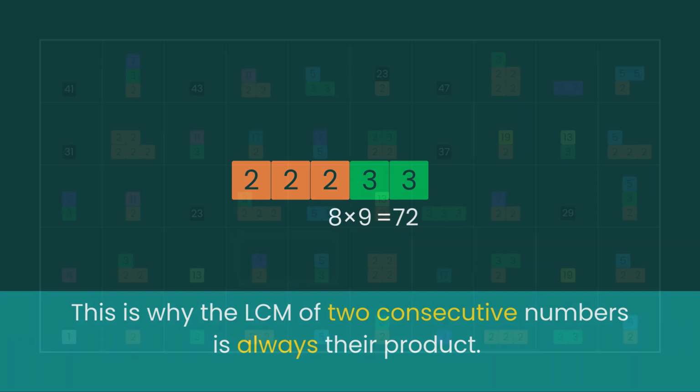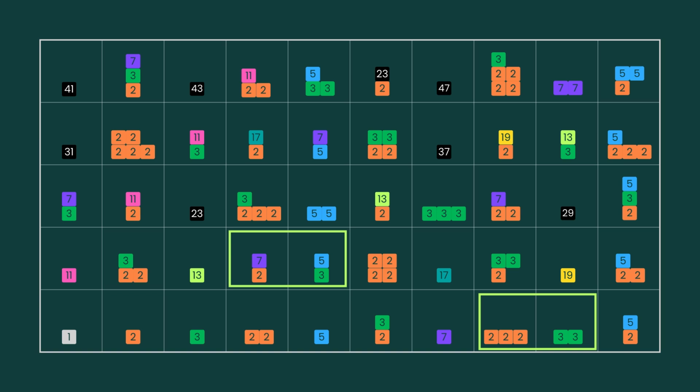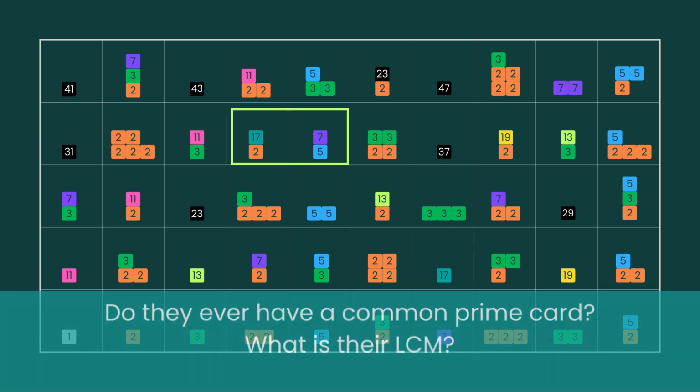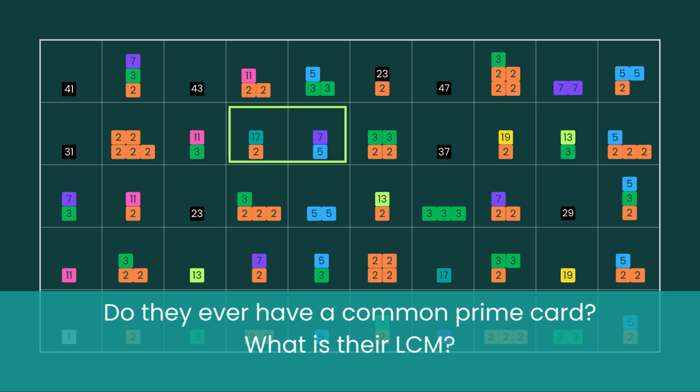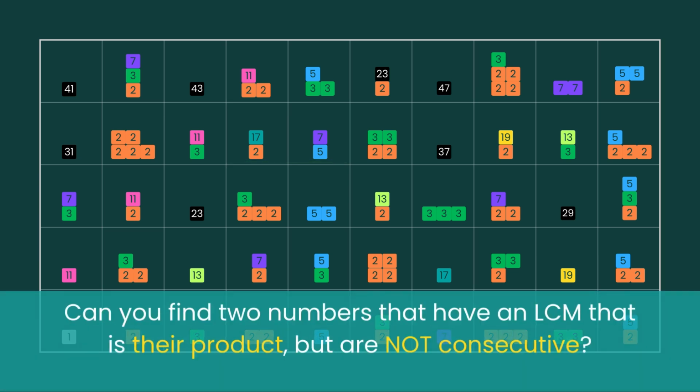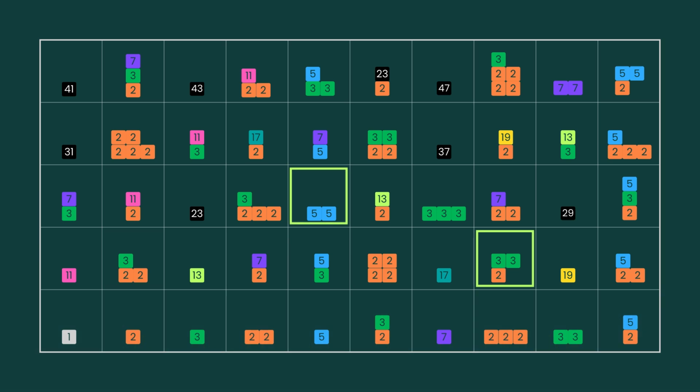Try it with another pair. Want to test this out? Pick any 2 consecutive numbers and check for yourself. Do they ever have a common prime card? What is their LCM? Before we wrap up, here is a challenge for you. Can you find 2 numbers that have an LCM that is their product, but are not consecutive? Look carefully, there are plenty of examples.